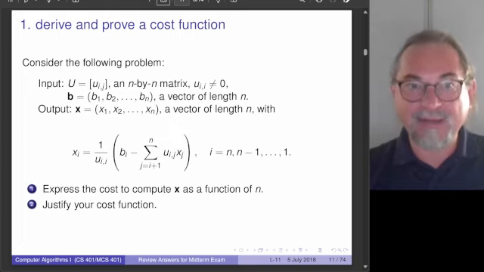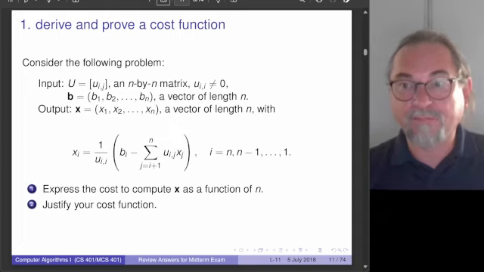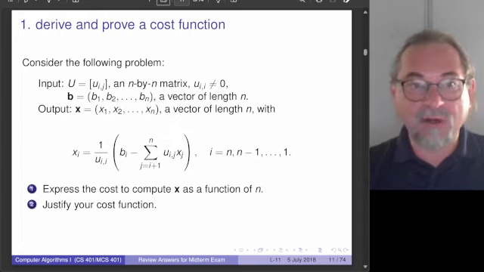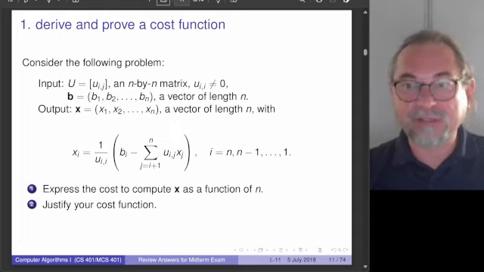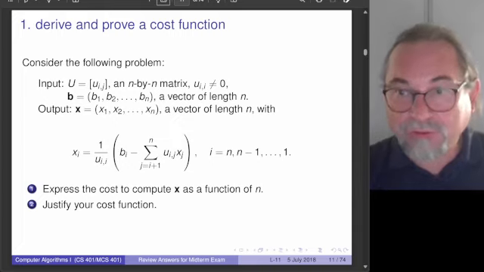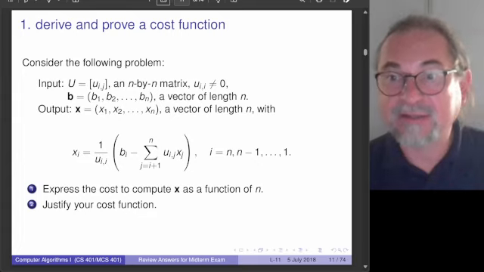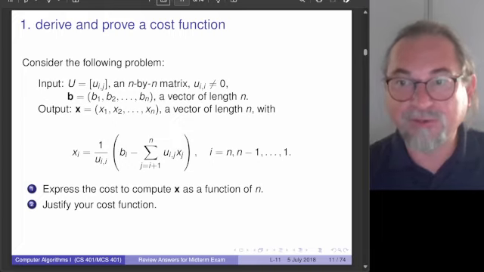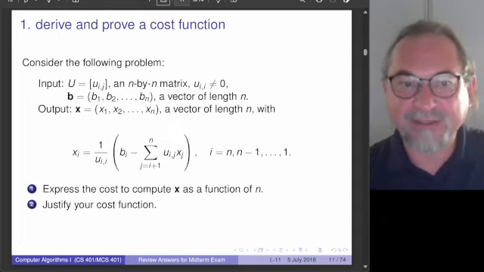We compute n numbers and we want to derive a cost function, so you know it will be at least linear because that's the size of the output. Speaking of sizes here, you are asked to express the cost as a function of n, which is the dimension. If it is not specified, then it is the size of the input that we denoted by the capital N. So the size of the input here is the matrix.